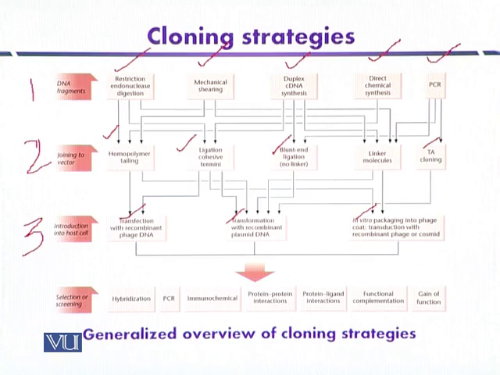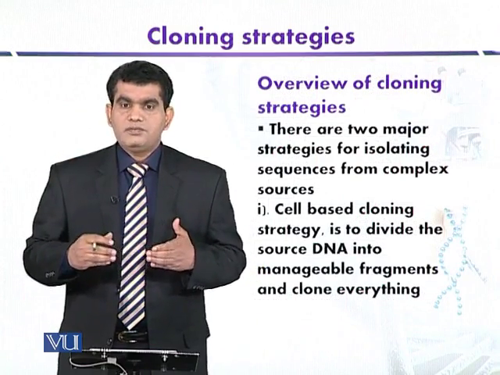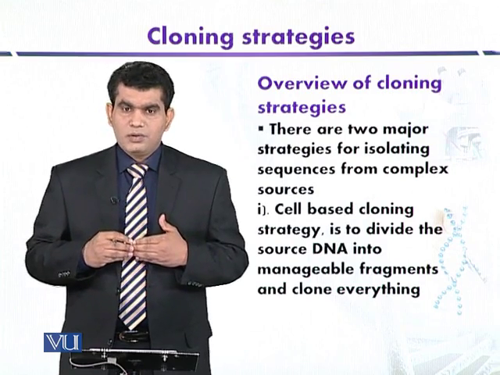And the fourth step: once we have transformed our suitable host organism, how can it be detected? The first option is that we can perform a hybridization technique. The known probe can be used that can detect our specific DNA sequences. Then PCR can be used to detect our gene of interest, and immunochemical techniques, protein to protein interaction, and so on. Different techniques can be used to screen our gene of interest in a suitable host organism. These are the four basic steps that are required for cell-based DNA cloning.